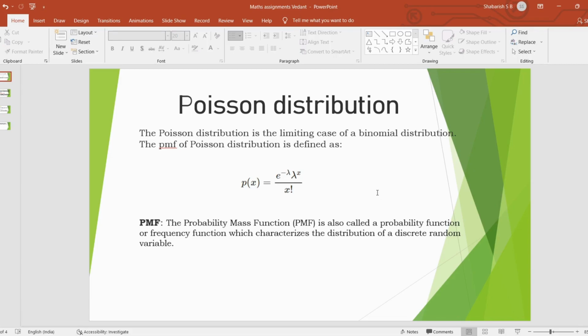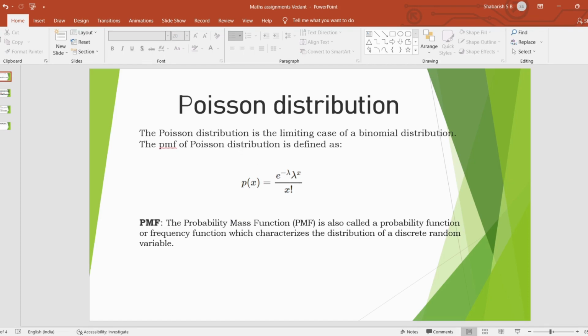Everyone, I am Vedant and I am going to discuss the Poisson distribution. In this video, we will see what the Poisson distribution is, its advantages and its limitations. After that, we will see the R language code by which we can plot Poisson distribution graphs and curves. So, starting with the Poisson distribution.